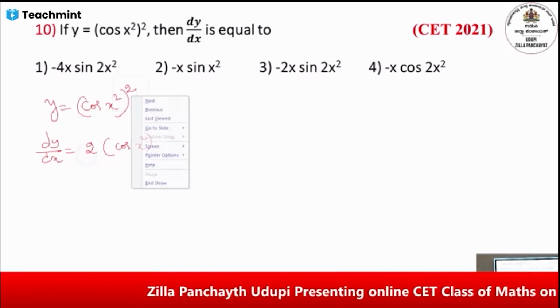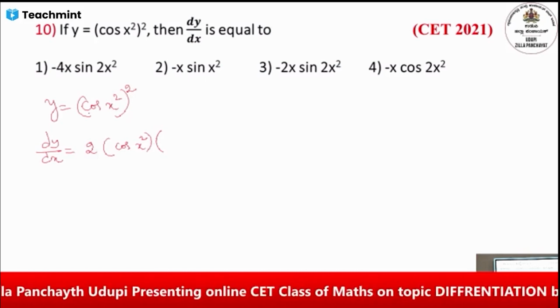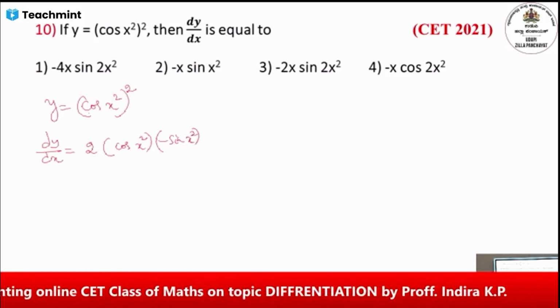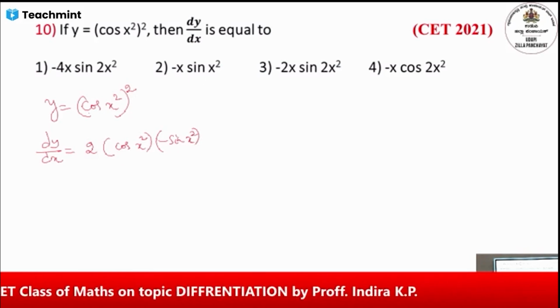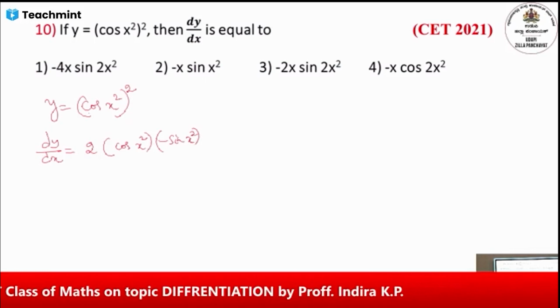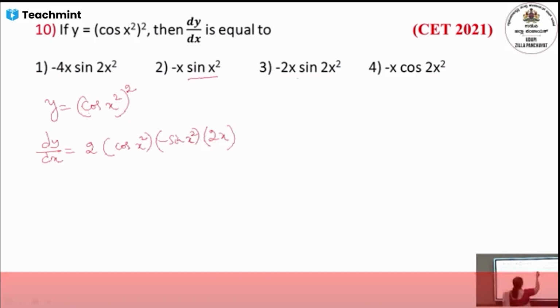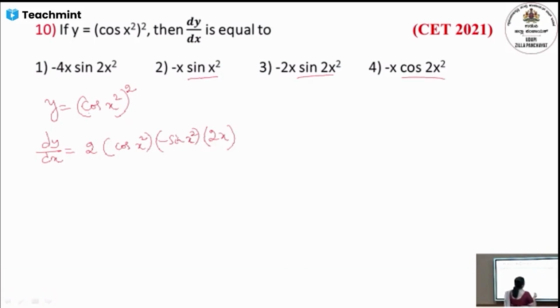Then I have to differentiate which function? I have to differentiate cos. What is the derivative of cos? Minus sine. Then I have to differentiate which function? x squared. What is the derivative of x squared? It is 2x. So let us look at this expression: it has only sine, this also has only sine, this has only cos, this also has only cos. So I have to somehow try to combine these two.